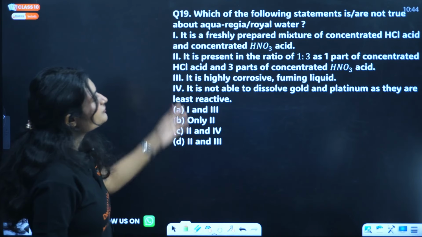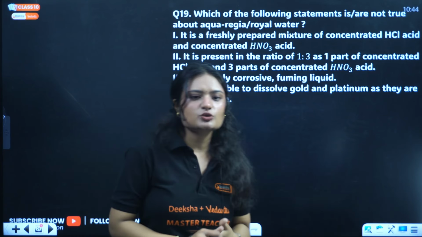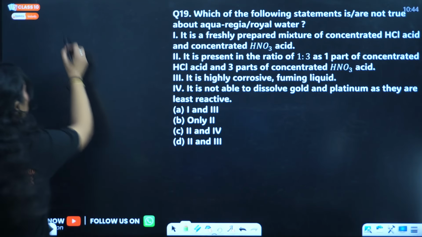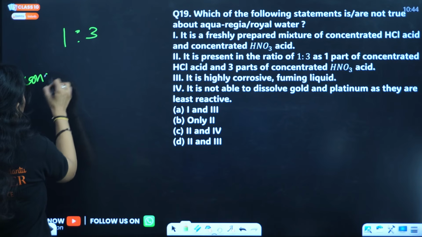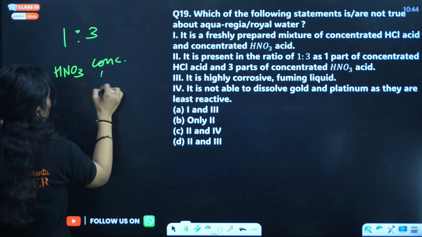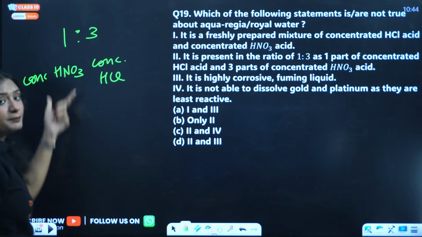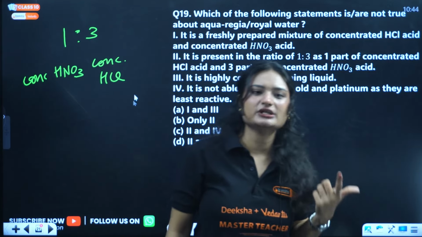Next one, which of the following statements are not true about aqua regia or royal water? So what is aqua regia? It is a 1:3 mixture of concentrated HNO3, nitric acid, and concentrated hydrochloric acid. 1 part concentrated nitric acid and 3 parts concentrated hydrochloric acid.